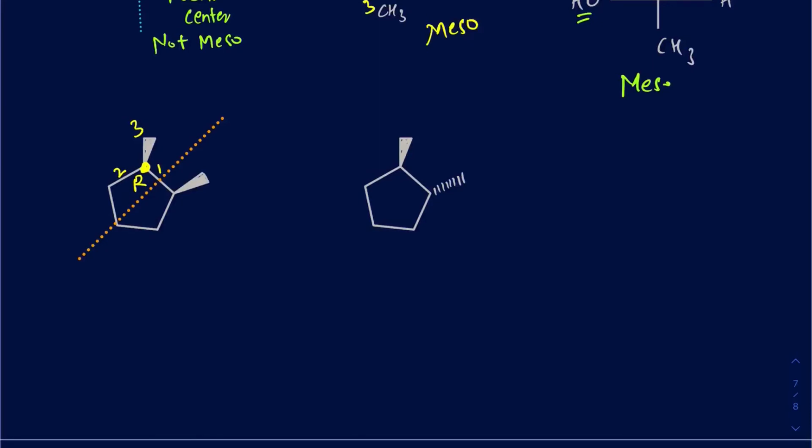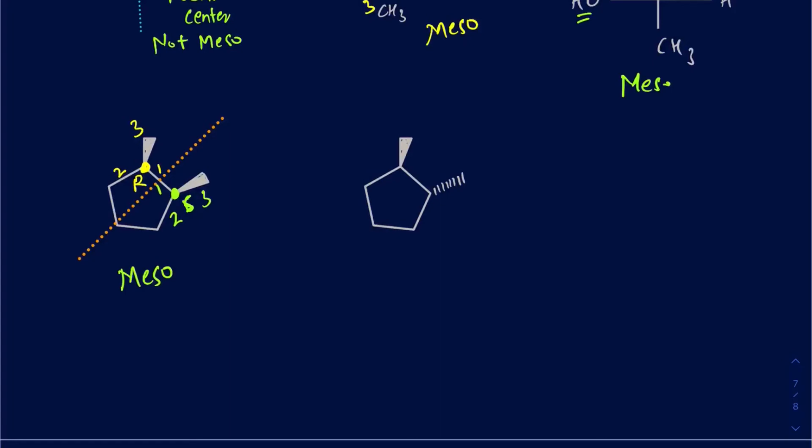And then when I'm looking at the other one, this makes it 1 right there. That's 2, that's 3. So that's going counterclockwise, so that's going to be your S. So clearly you got an R and S in there. You got an internal plane of symmetry. That would make it meso. What about this next one here?